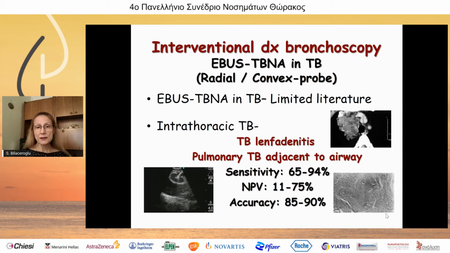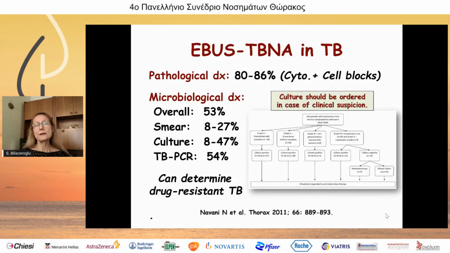The sensitivity is fairly high, about 65 to 94%. Negative predictive value can be as low as 11%. Accuracy is again high, 85 to 90%. Another important point in diagnosing with EBUS-TBNA is combining pathologic diagnostic specimens with microbiological specimens. If we combine these two, our yield increases.